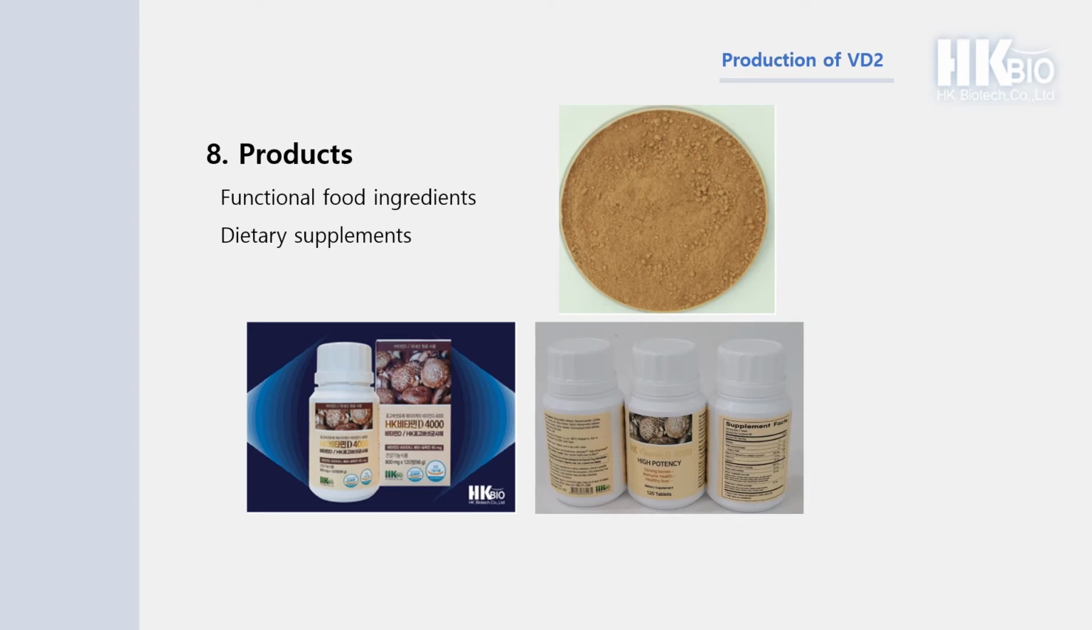Finally, it is the commercialization step. Brown powders in here. The final product is sold as a functional food ingredient. And dietary supplements like this are manufactured using these brown powders and are in the market, like at GNC. Okay, I hope everyone understood how to produce vitamin D2 using Shiitake mushrooms. Okay, so now move to the anti-inflammatory effect of vitamin D2.